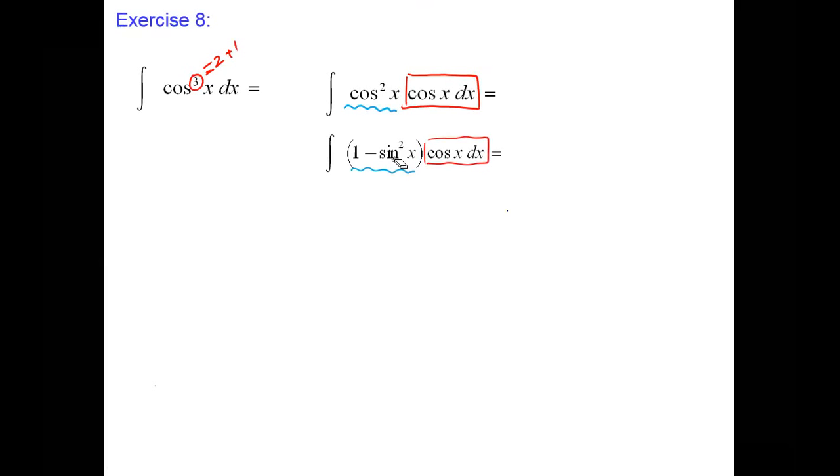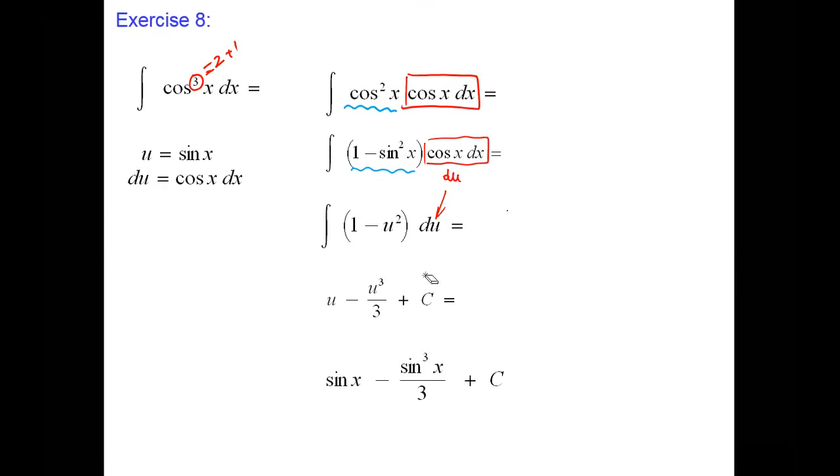u is going to be sine, and the box is du. This is du. 1 minus u squared du. Everything in terms of u. And of course, we let u be sine of x. And now we can see no problem. Integral of 1 du is u, integral of u squared is u cubed over 3, plus the constant of integration, and substituting back sine of x.